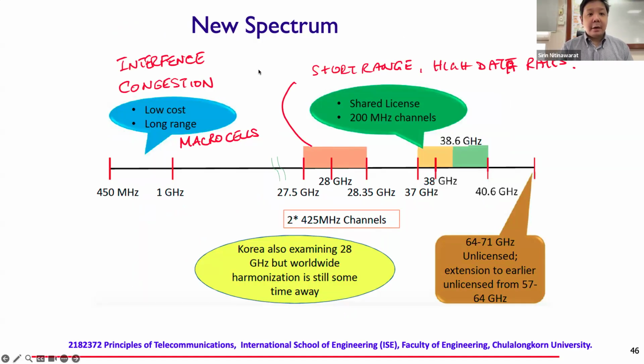Here's another picture of some new spectrums being introduced. Okay, so you see this millimeter wave band. Some are shared license. Okay, some are unlicensed. Right. At the low frequency, the communication can be done at lower cost and at a longer range.